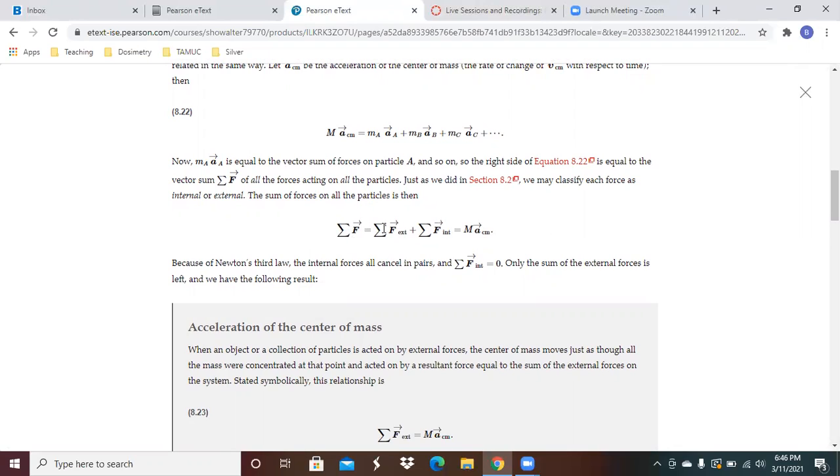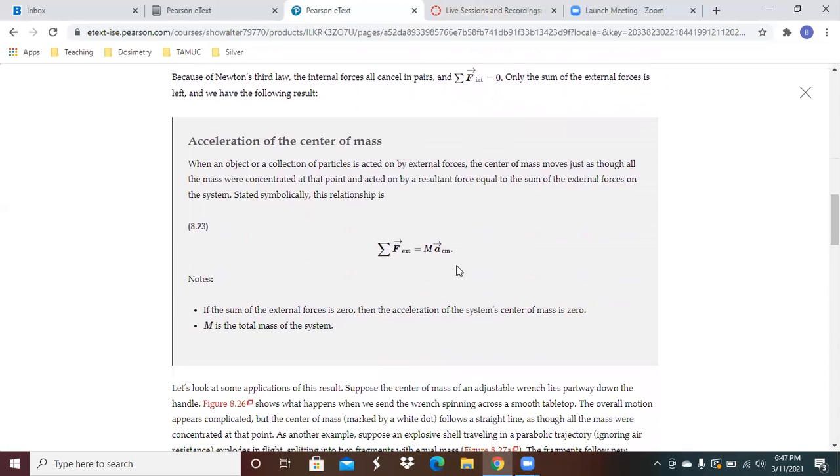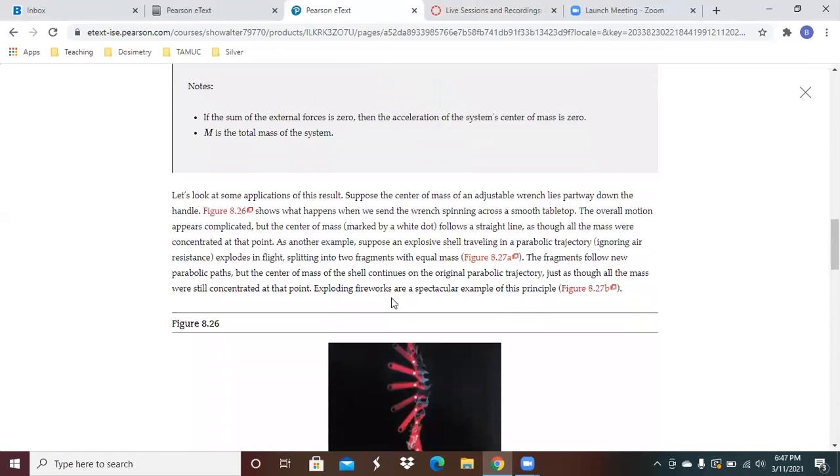The sum of all forces is going to be equal to the external forces plus the internal. Because of Newton's third law, the internal forces all cancel in pairs because they're the same magnitude of force acting in equal and opposite directions. So only the sum of the external forces is left, and so we come up with this. The sum of the external forces is going to be equal to the total mass times the acceleration of the center of mass.